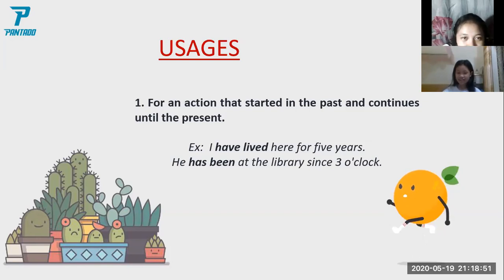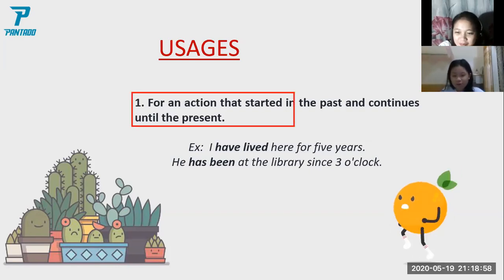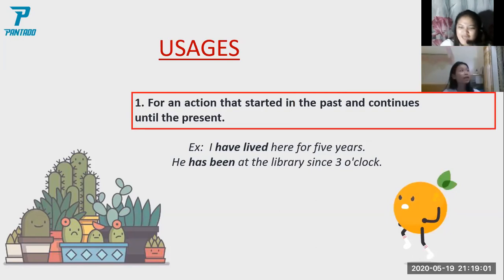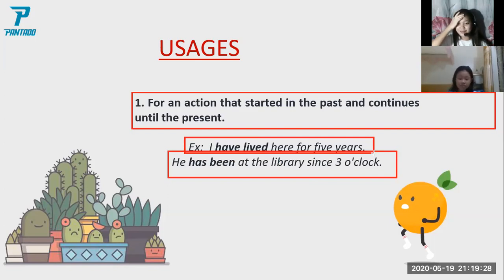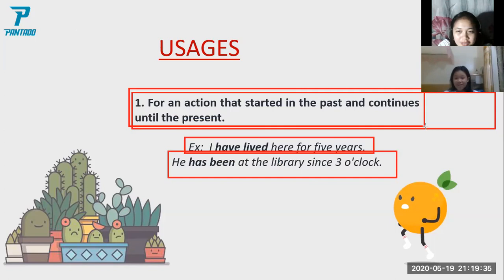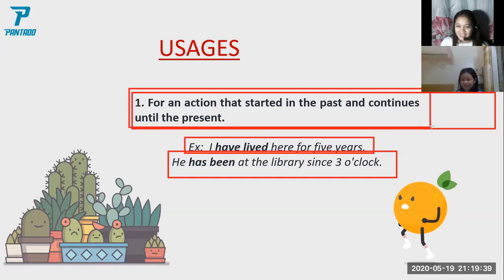For an action that started in the past and continues until the present. What does that mean? Do you have any idea about that? Example, okay. Can you read the example? I have lived here for 5 years. He has been at the library since 3 o'clock. Okay. So does that explain this one, for an action that started in the past and continues until the present? Yes or no?